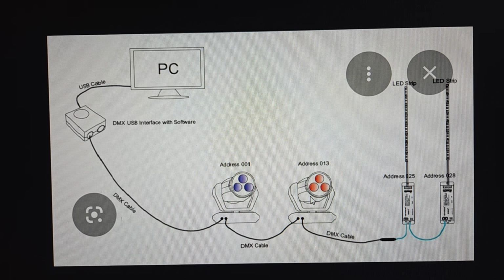Daisy chained over to this light. This light also utilizes 12 channels, and it is a likewise light. Then it comes out and it daisy chains into this strip light right here. The strip light uses 3 channels. The other strip light uses 3 channels, and it is a likewise light.